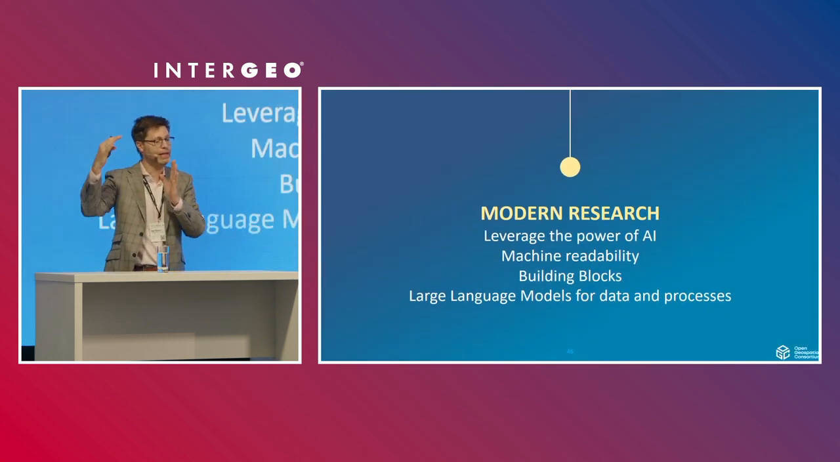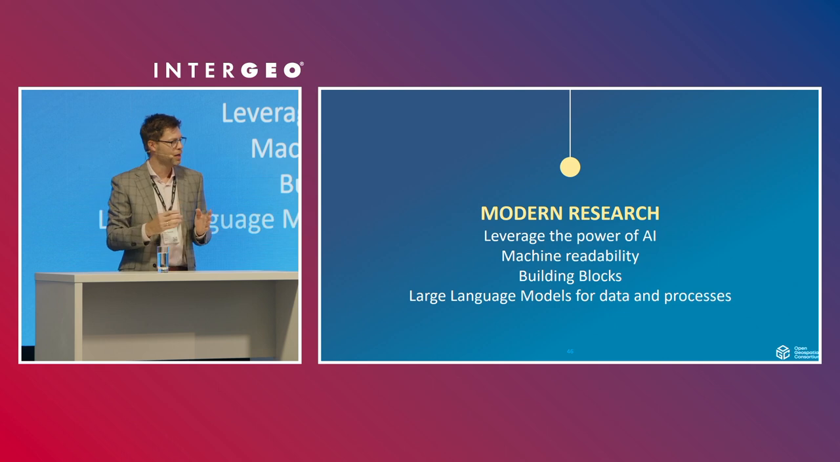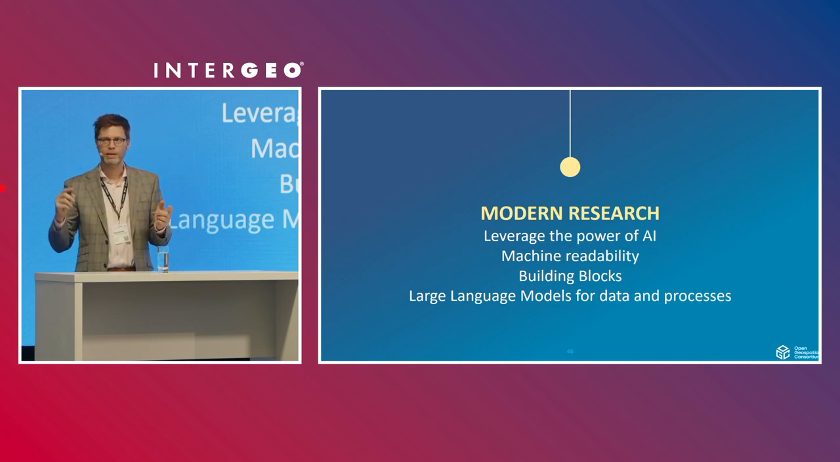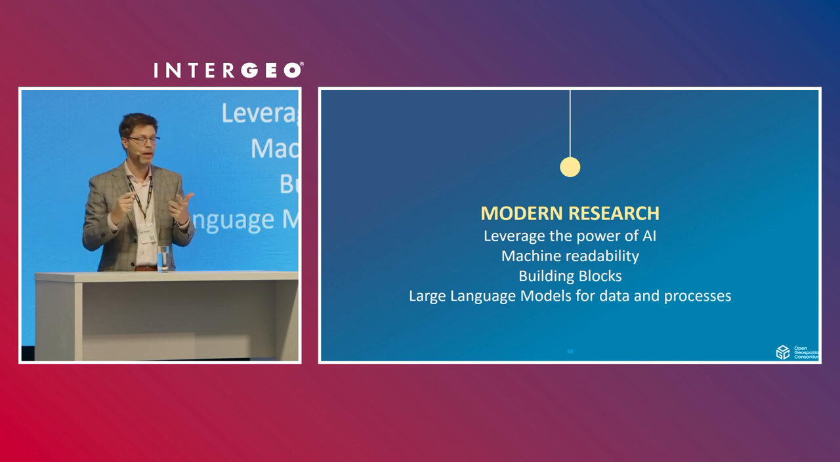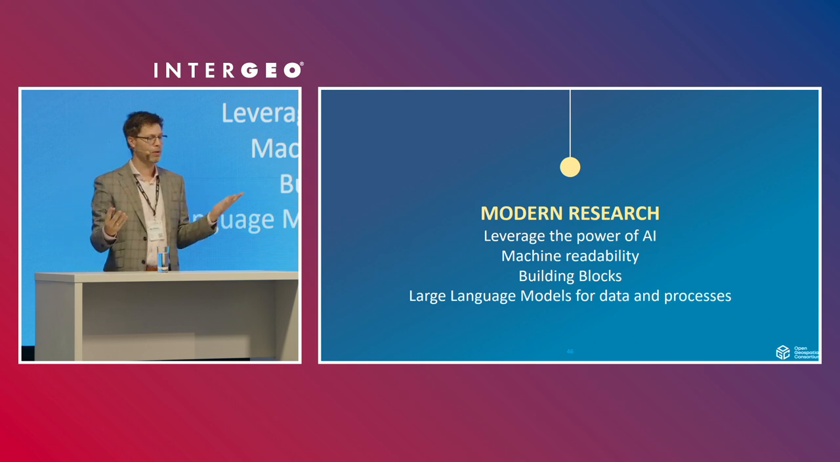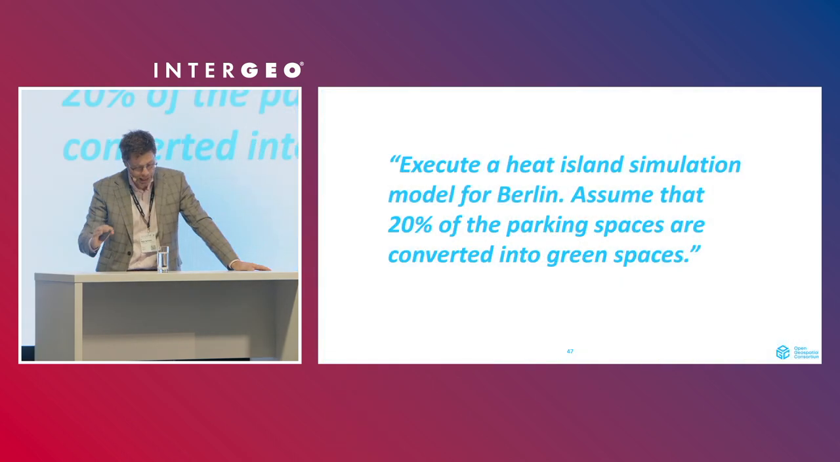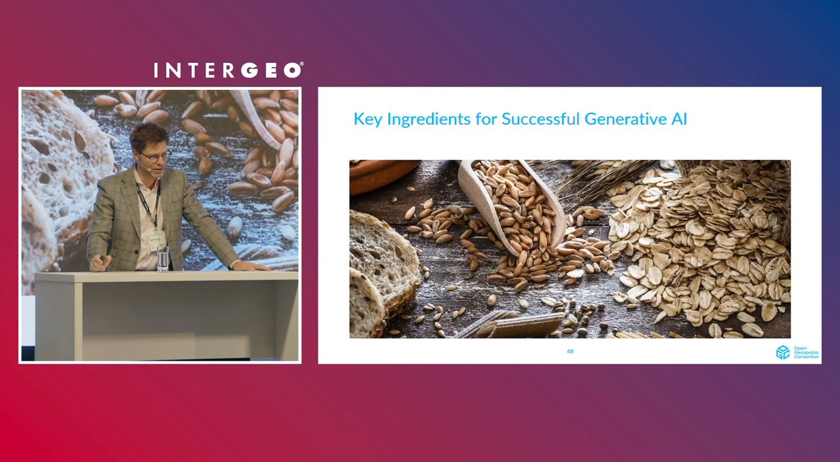And that then leads to the modern research, right? That leads to the situation where we can leverage the power of AI, but it requires machine readability, it requires the building blocks, because we need flexibility, and then we can really use the power of these large language models, both for data and for processes. And then we eventually can answer questions like this one here, right? We can ask a natural language question, and the machines will be able to respond to us.